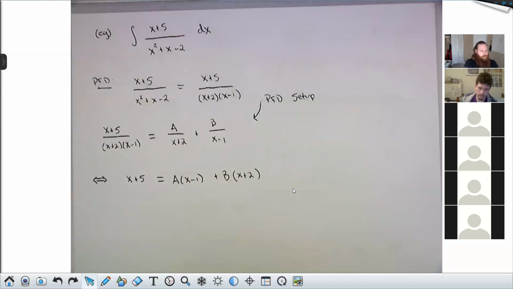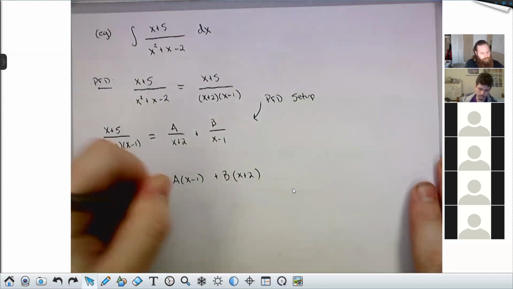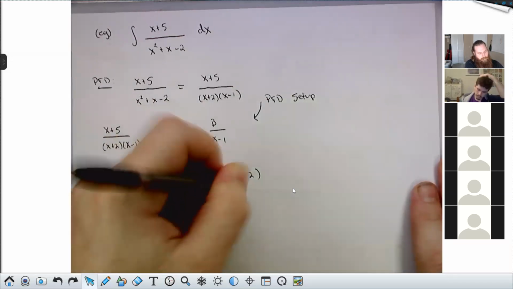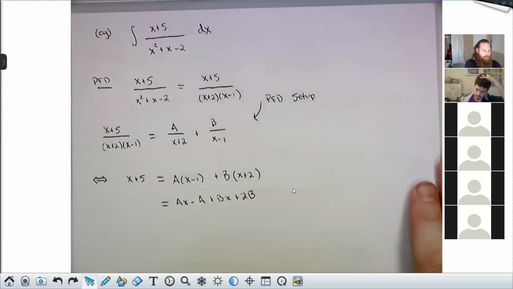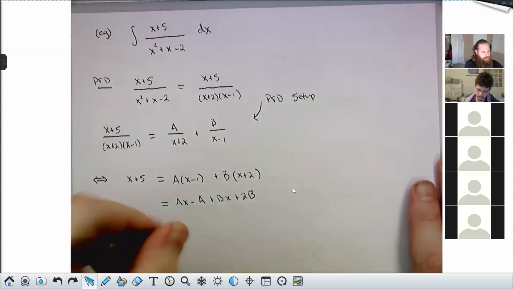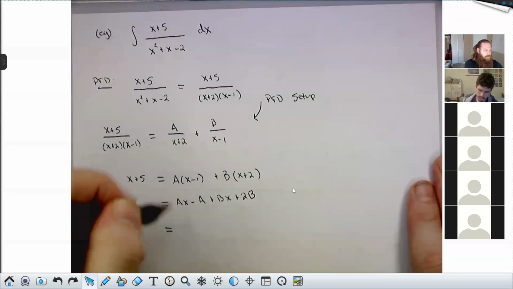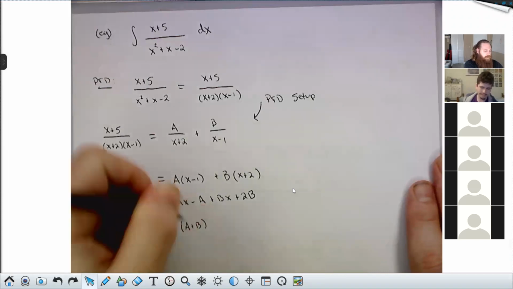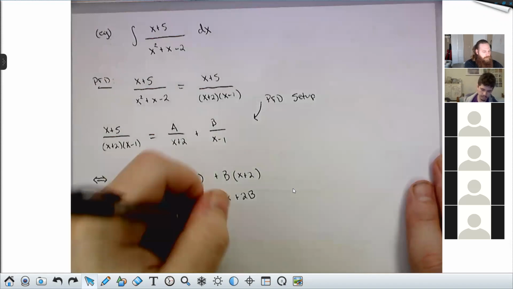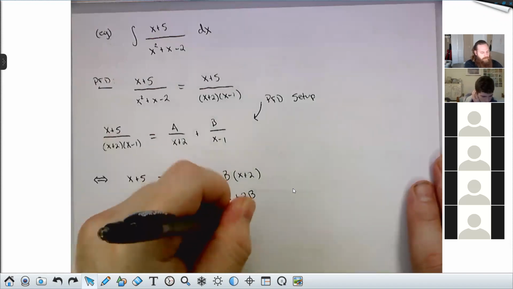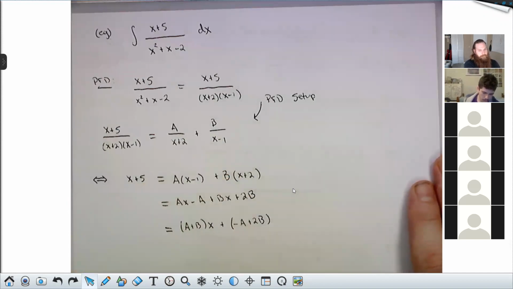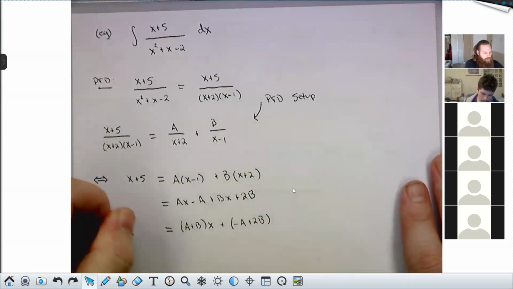Now I'm going to distribute out all the terms on the right, and combine powers of x, combine like terms. So I have ax here plus bx there, so I'll have a plus b times x. And then my constant term is going to be negative a plus 2b. And all this is equal to x plus 5.